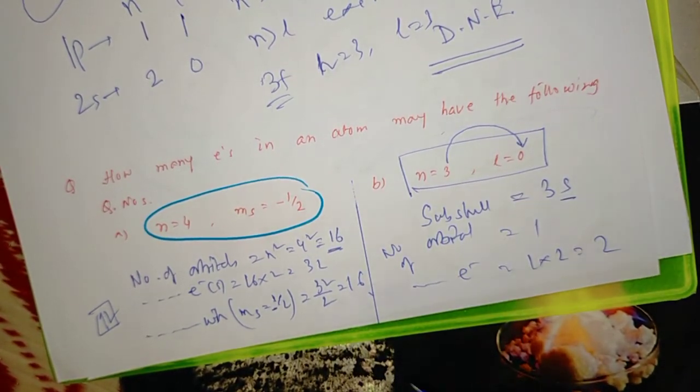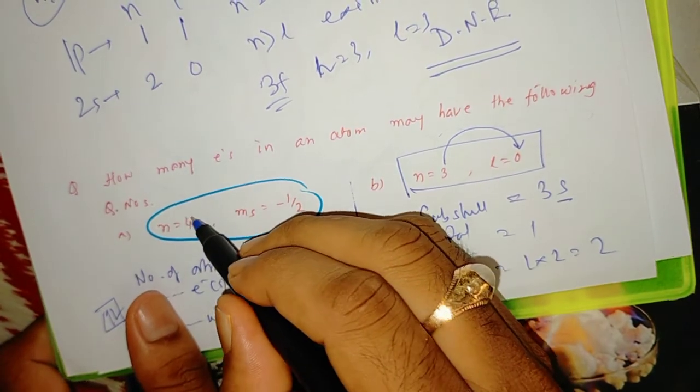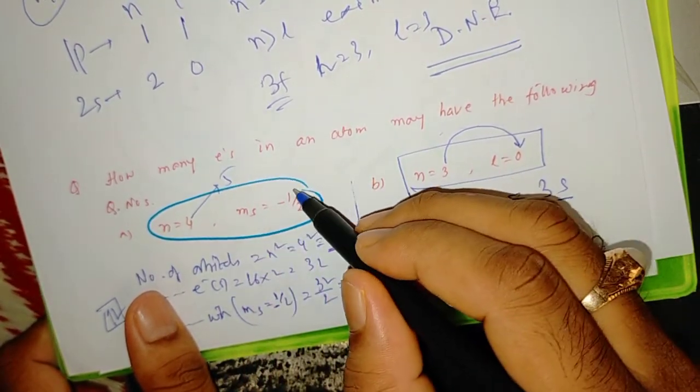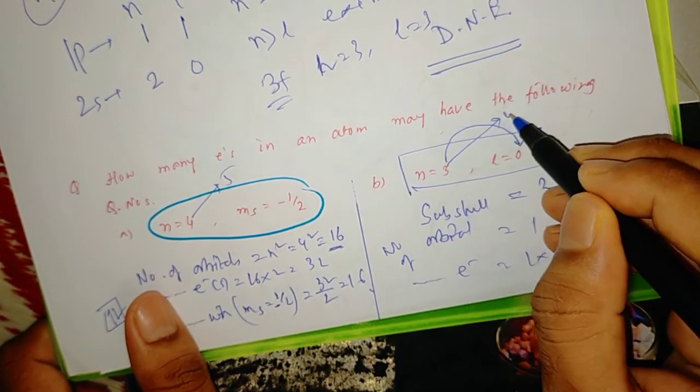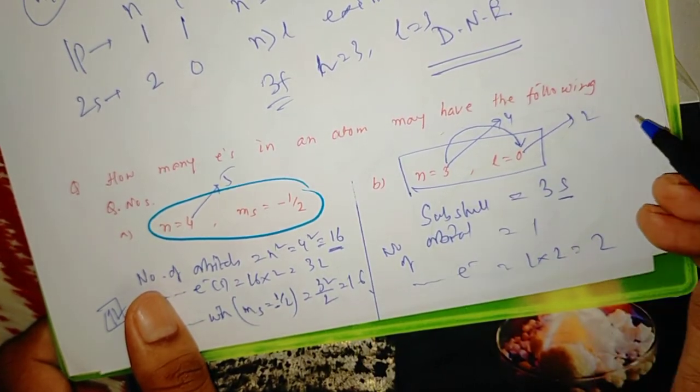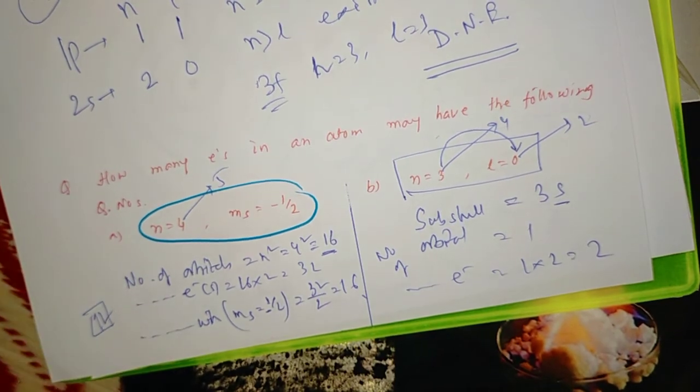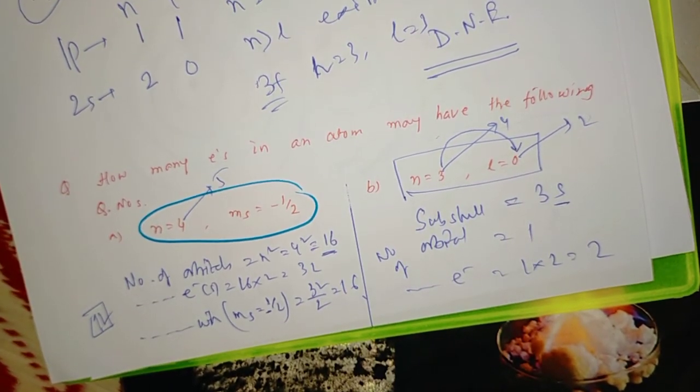Now students, on your own you can change those questions. Instead of n equal to 4, write 5, then what will happen? Instead of 3, put 4, and for l put 2, then what will happen? You can change the questions on your own. You can do it because these things are very easy and you have to practice more to remember this.